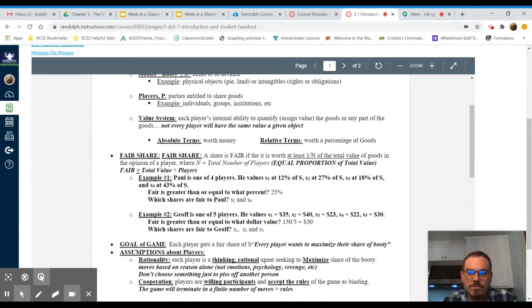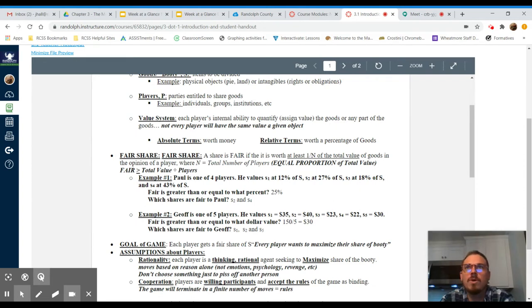Then we've got the value system. Now, the value system is each player's internal ability to quantify, interesting word there, each player's internal ability to assign value to the goods, or any part of those said goods. Not every player will have the same value of that said given object. So if me and someone else had rights to a plot of land, I might have more than somebody else.